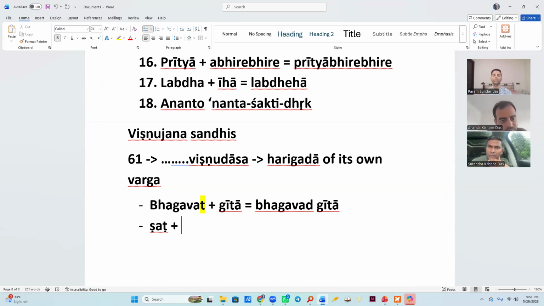In this rule, we don't see what is following ahead. The rule simply says if we have a word ending with Vishnu Dasa, that's all, then that Vishnu Dasa becomes Harigada. We don't see what is following ahead.